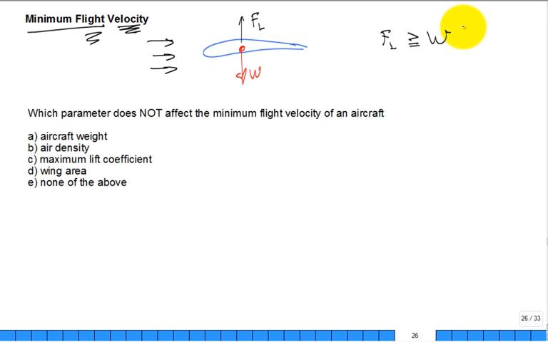Or I'm not going off the runway, am I? I'm not going to come off the runway. But if it's equal to, then I can basically keep it airborne. If the lift force is greater, then I'm going to go up into the air. Right? So this lift force equals the weight. That gives me the minimum flight velocity, the minimum speed I need to be going.